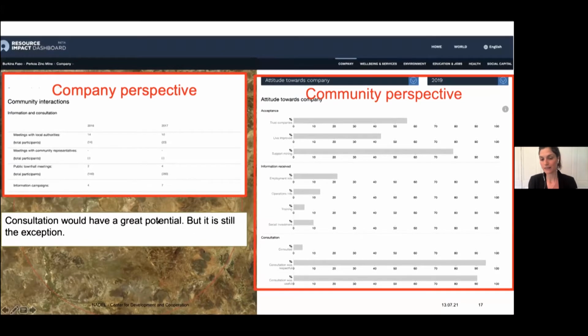So we see that their consultation would have been a good thing, but they are still the exception here. Also, it's not only a question of how many consultations were made quantitatively, but also qualitatively. So for example, are the community representatives that the company says that it meets really representative of the community or not? So this is what the resource impact dashboard is about.